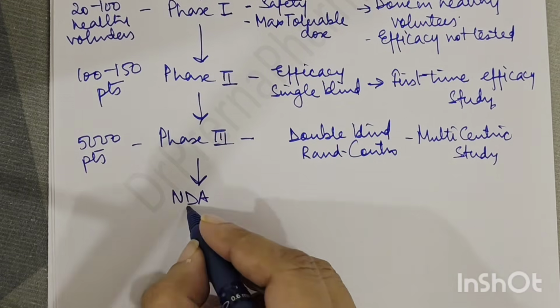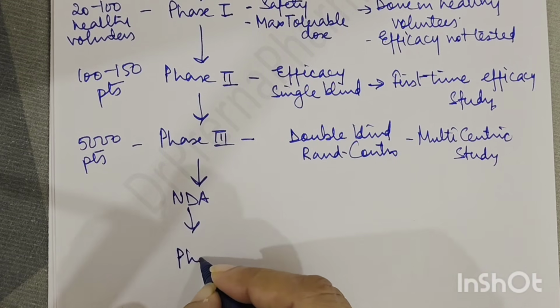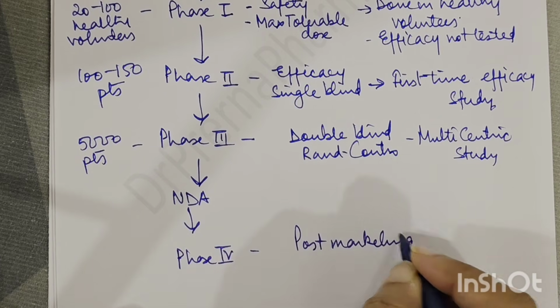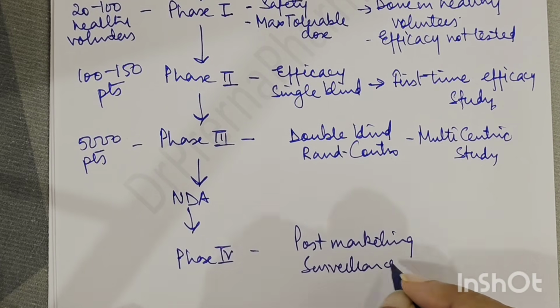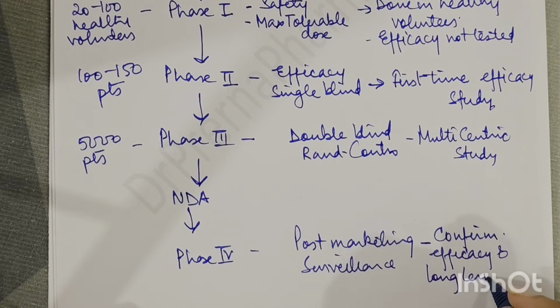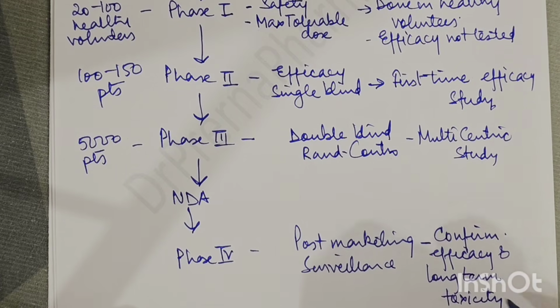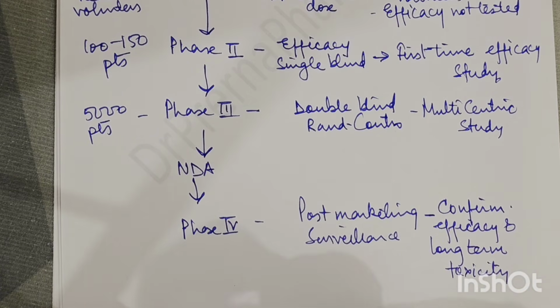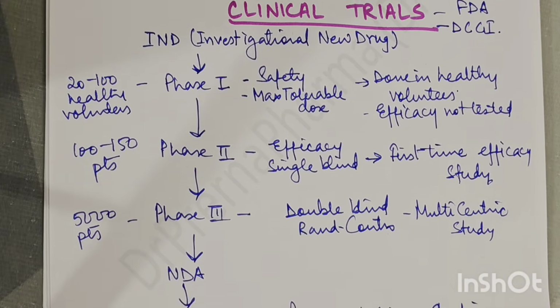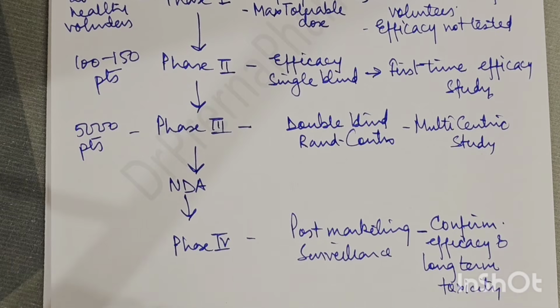Now once it is launched in the market, then we have phase 4, which is called post-marketing surveillance. And in post-marketing surveillance basically we confirm the efficacy and long-term toxicity. ये भी देखा जाता है, ठीक है? So this is the phase 4 trial, after which the drug is finally there in the market. So clinical trials में ये पूरा system है, आपको पूरा अच्छे से आना चाहिए. Investigational new drug, phase 1, phase 2, phase 3, number of patients, maximum tolerable dose वहाँ निकालते हैं.